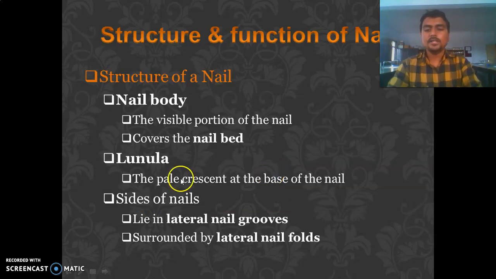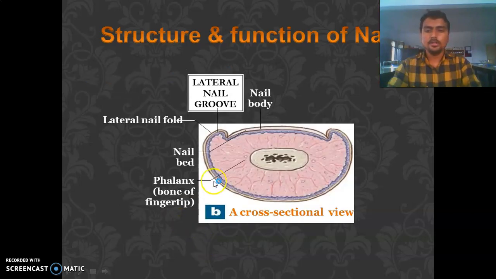And third one is the sides of the nail. It lies in the lateral nail grooves and is surrounded by the lateral nail folds. These are the sides of the nail. First one is the nail grooves. These are the nail grooves and these are the nail folds.